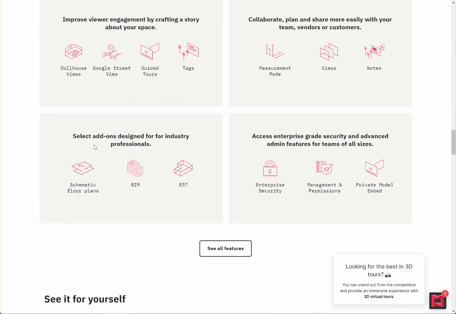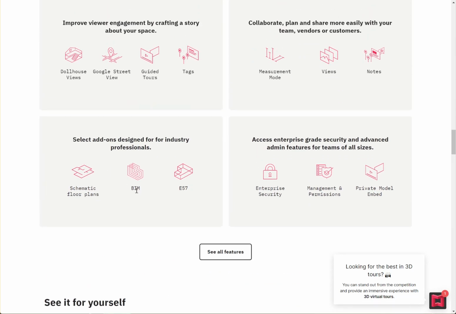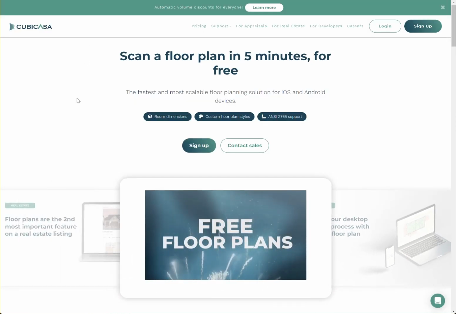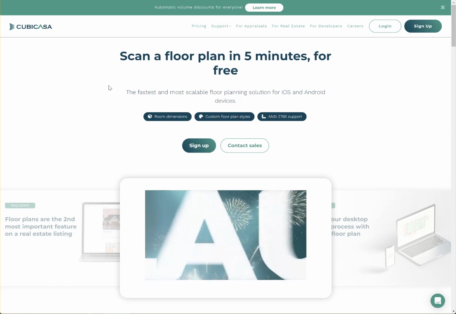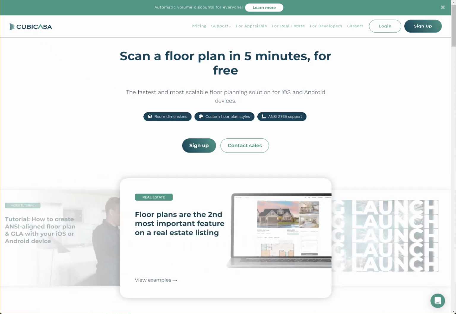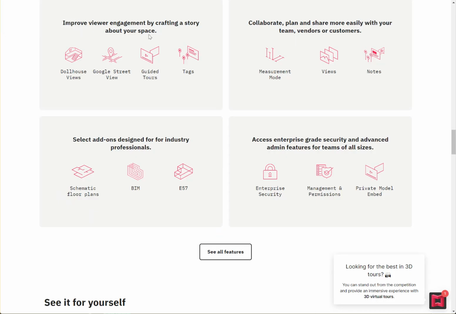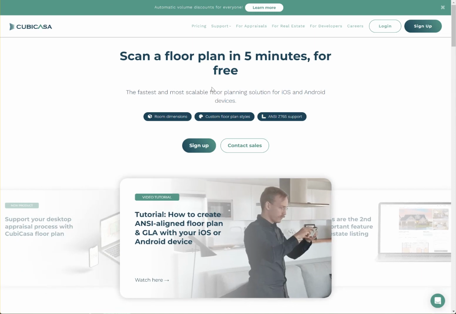I don't know if it's a fully known fact, but Cubicasa is the company that provides all of the floor plans for Matterport. So when you're logged into Matterport and you order a schematic floor plan, I think it's around $14.99 or something, Cubicasa is the one that drafts that and delivers it.